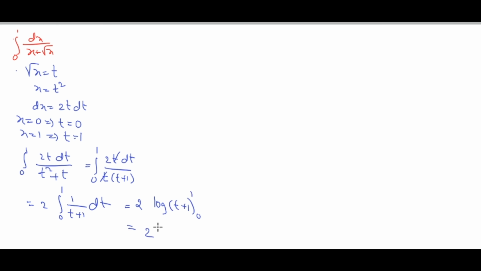That is equal to 2 into log of 1 plus 1 minus log of 0 plus 1. That is equal to 2 into log 2 minus log 1, and log 1 value is 0. That is equal to 2 log 2.